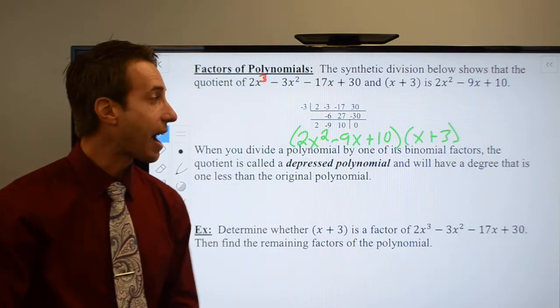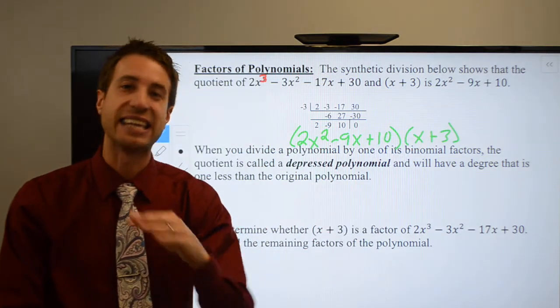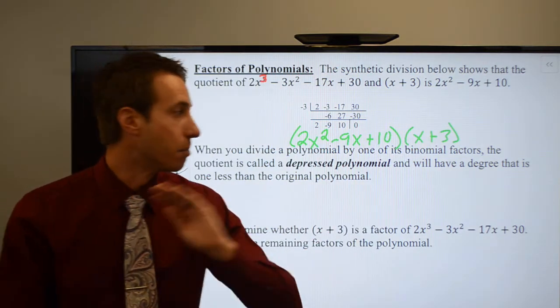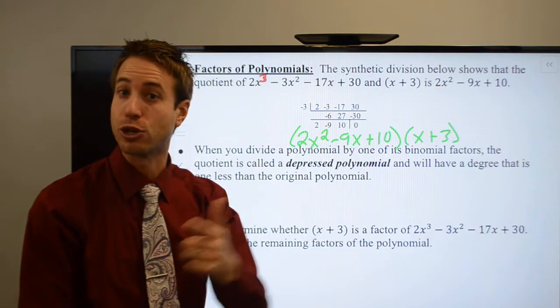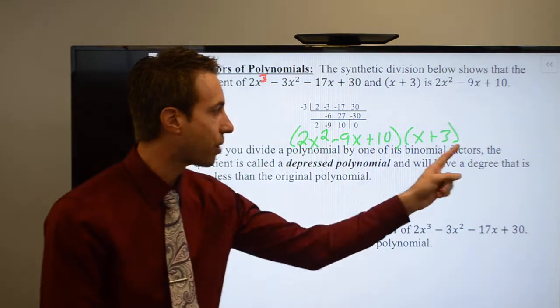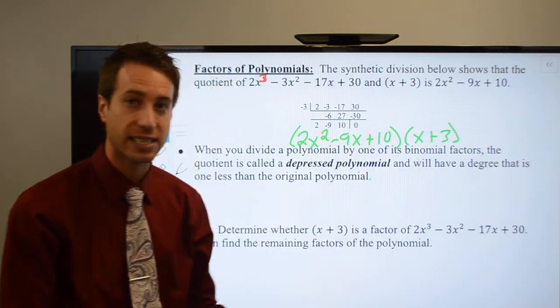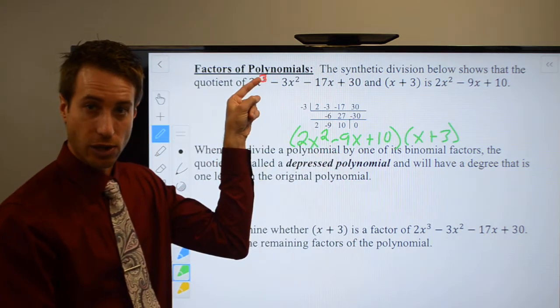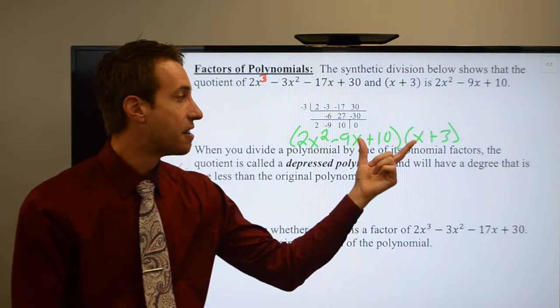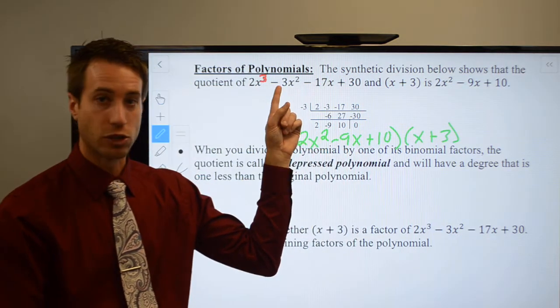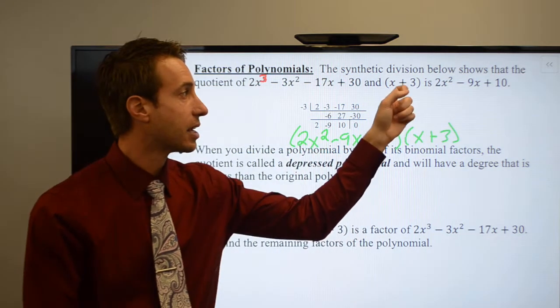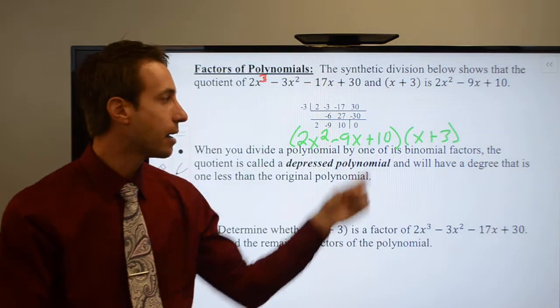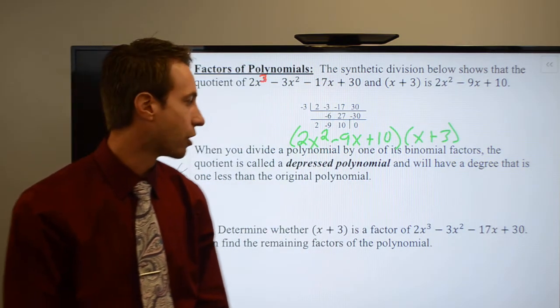Now, here's why I can write it like this. Again, if you were to take the time to multiply all this stuff out using the distributive property, you multiply these two quantities together, you're going to get right back to what you started with. So what I've done is I've factored this original polynomial where one of my factors is that x plus 3. I know that because I wound up with a remainder of 0.